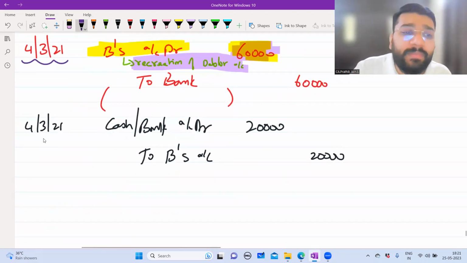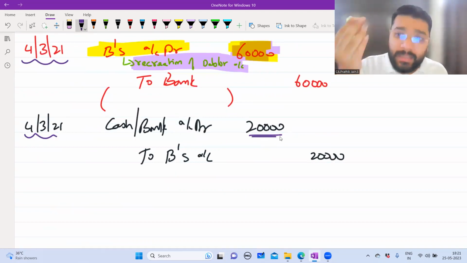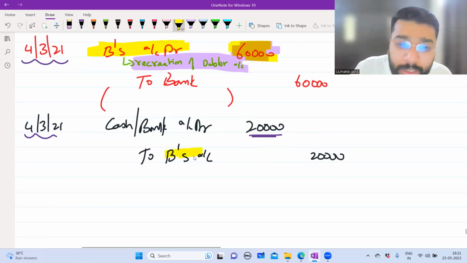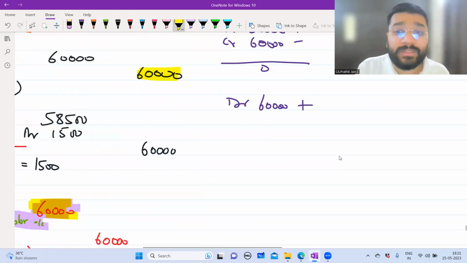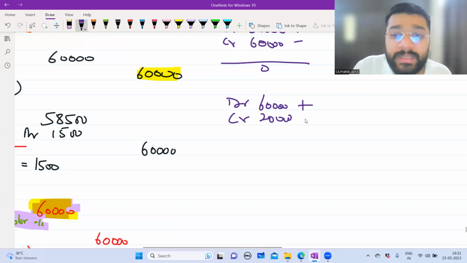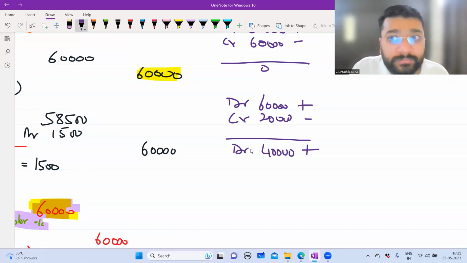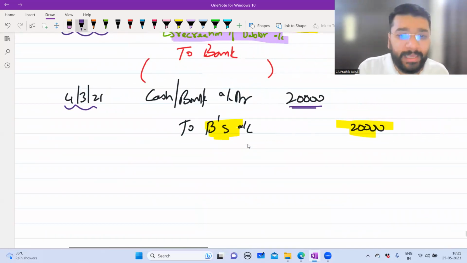Immediately on the very same day, guys, B has paid 20,000 to you. So to that extent, the balance B has to pay will reduce. So here B you have credited 20,000, which means minus 20,000. Now what is the balance that B has to pay? 40,000 positive. Can I say debit balance? Yes or no? Yes, sir. Till this we have understood the game.